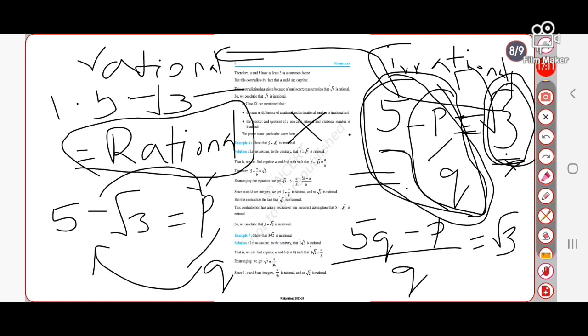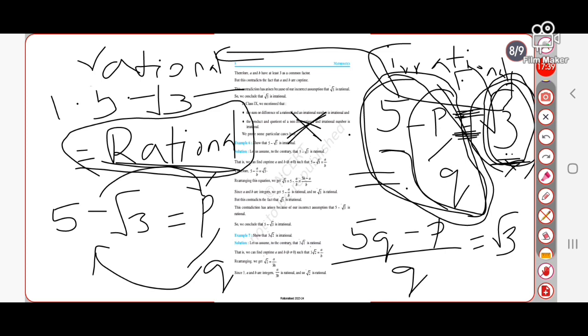So by this conclusion which we got, that 5 minus p by q is root 3, root 3 would have to be rational. But we already proved that root 3 is irrational. So our assumption that 5 minus root 3 is rational has become wrong, because root 3 is irrational. Therefore our assumption is incorrect.